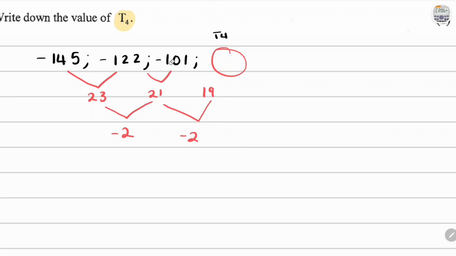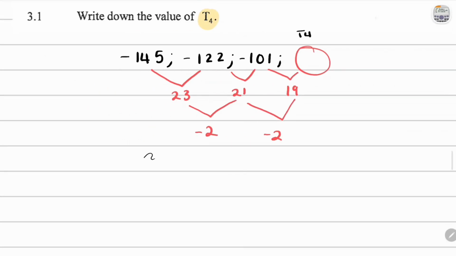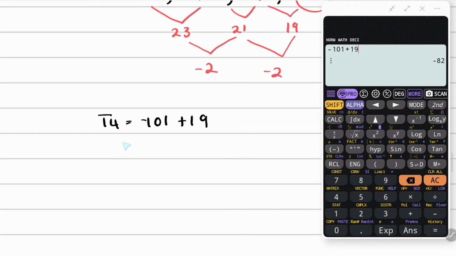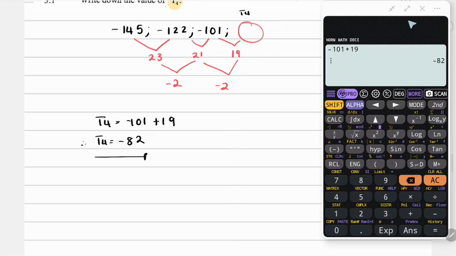And so to find the fourth term, we simply say negative 101 plus 19, and that will give us our answer. So T4 is simply equal to negative 101 plus 19, which is negative 82. So term 4 is simply equal to negative 82. And that is our answer.